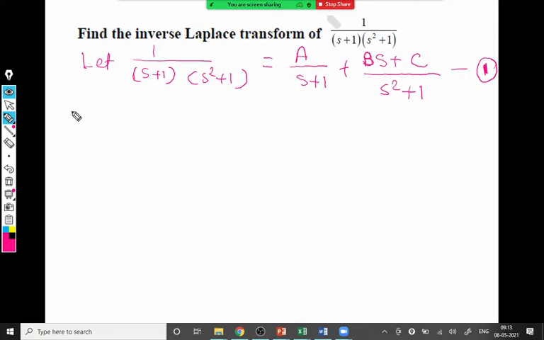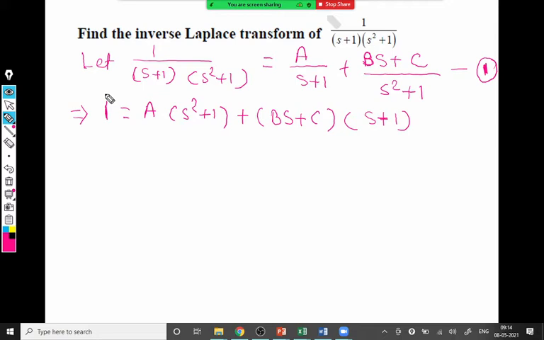To get A, B, C, there are different methods. I will use this method: just cross multiplying by this denominator on both sides. So we are left with 1 is equal to A times (s square plus 1) plus (Bs plus C) into (s plus 1). That is a cross multiplication. This denominator gets cancelled. Any doubt here?